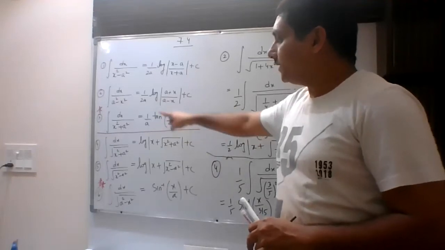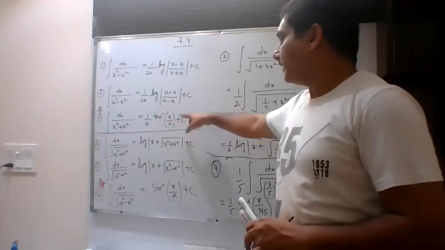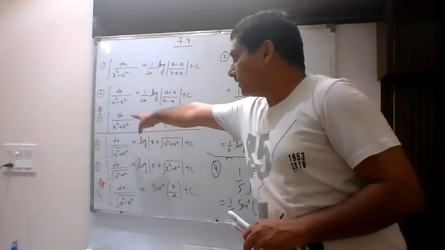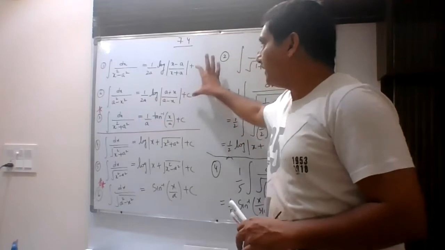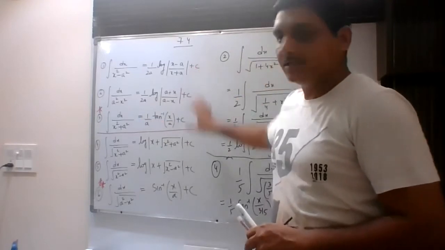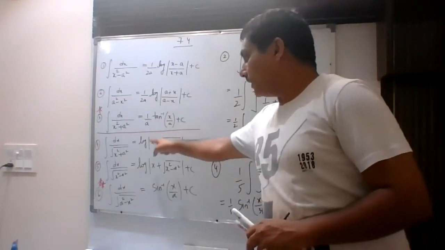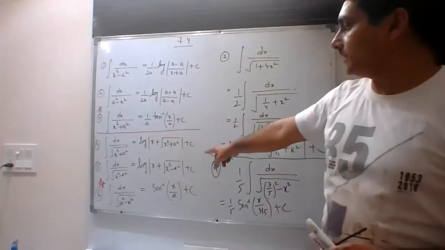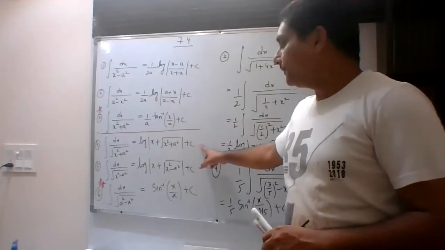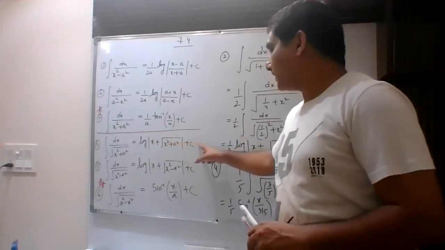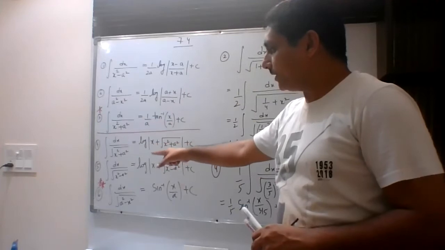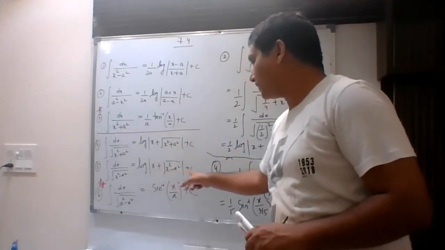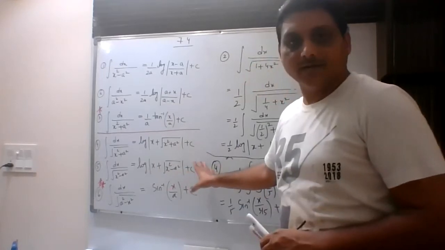Third one, dx upon x square plus a square. It is 1 upon a tan inverse x upon a plus c. I had marked this with a star because it is a little bit different from these two formulas. Similarly, we have another three formulas. It is dx upon under the root of x square plus a square, then it will be log of x plus under the root of x square plus a square plus c. If it is dx upon under the root of x square minus a square, then it is log of x plus under the root of x square minus a square plus c. So these two are almost identical.